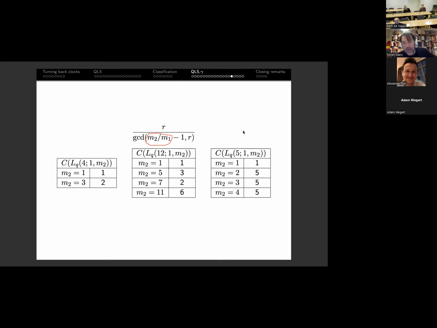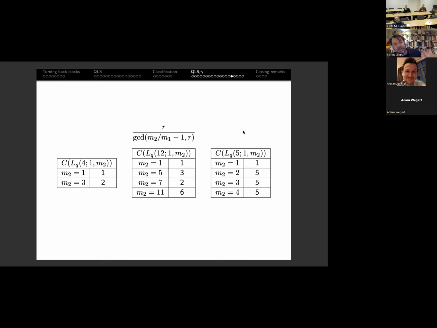Okay. But what I'm doing is a little bit weird. I take these two units and I take the quotient. This is still a unit, but then I subtract 1. Right? And then I look at what is the GCD of this number with R. So of course, the GCD of a unit with R is 1, but now different things can happen when I subtract 1. Right? So if I start with M2 equals 1, then this fraction is just 1.